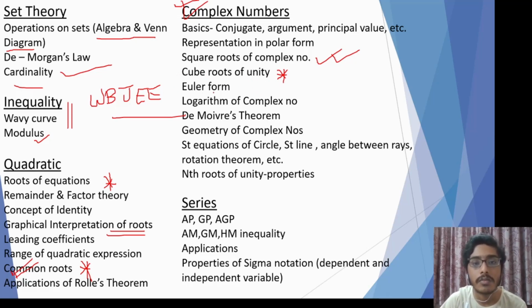The representation of a complex number in Euler form, that's e to the power i theta, that form is important. Log of a complex number. Now a question has come from this in a past year, that is 2020 only. De Moivre's theorem, you must know, even a bit of application of De Moivre's theorem should be known, that is advisable. Now the most important part of complex numbers, from the point of view of any examination which has complex numbers in it, is the geometry of complex numbers.